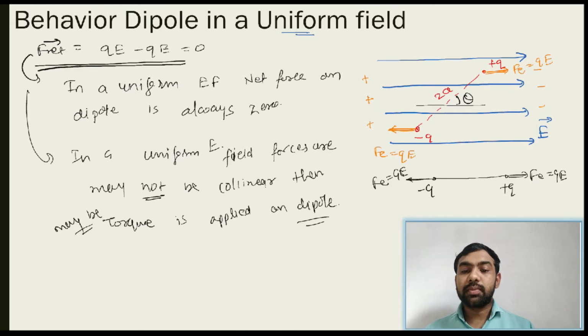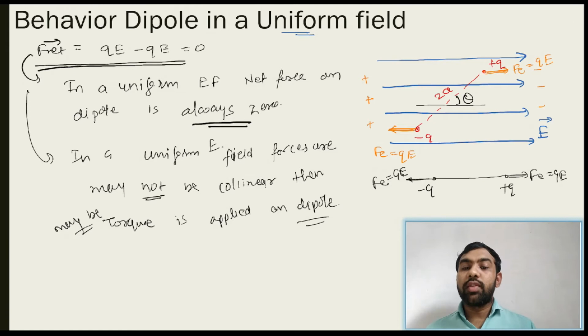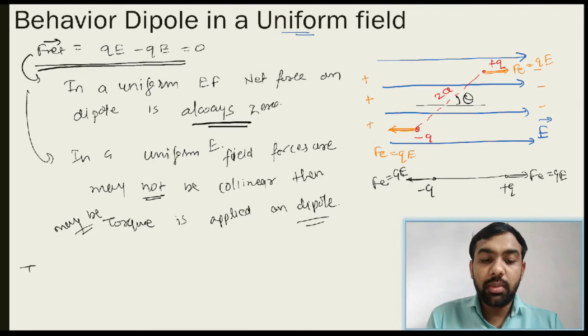See, the force is always 0, but the torque is not always 0. Torque may be applied, may not be; both are possible, it depends on the situation. If the dipole is parallel to the electric field, then torque is not applied. But if the dipole is at some angle to the electric field, then torque is applied. So this is the behavior of a dipole in a uniform field. Now, how much torque is applied?